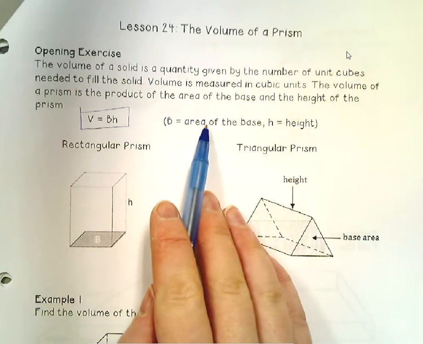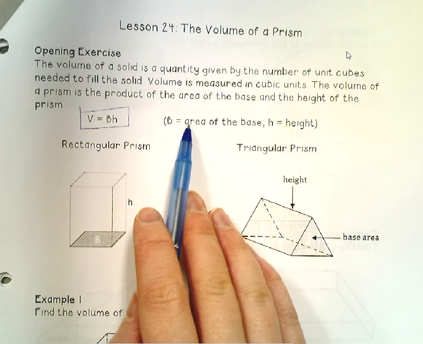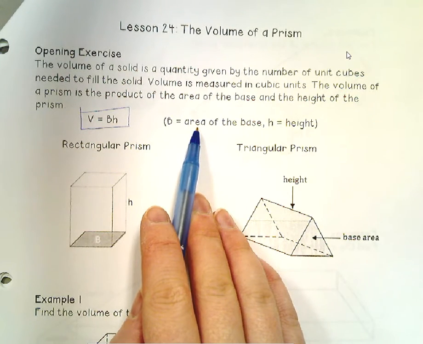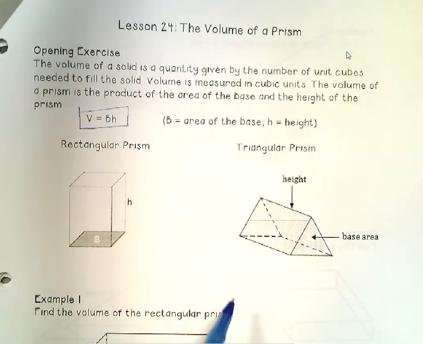So the area of the base, whatever the base is, can be a triangle, a rectangle, or a trapezoid. We know how to find the area of the base based on our knowledge from the previous lessons. And then we just multiply it by the height of the solid.